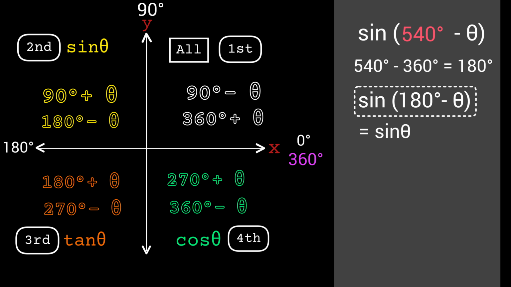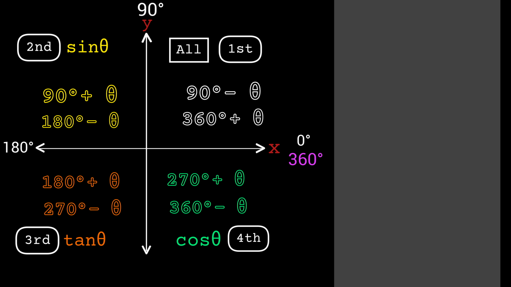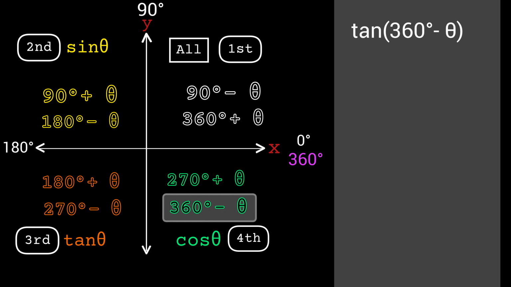Basically, what happens here is that the quadrant determines the sign, which is either a negative or a positive, of the trigonometric function. To give you a better understanding, we have another example. So we have tan 360 degrees minus theta. 360 degrees minus theta lies in the fourth quadrant where only cos theta is positive. Tan theta in this quadrant is negative. Therefore, tan 360 degrees minus theta will give us a negative tan theta.